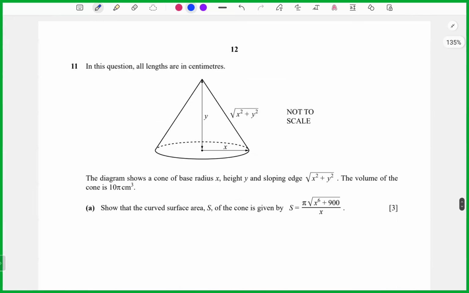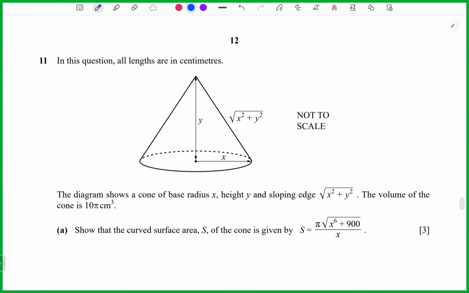Let's see question 11. Okay, this is a very special question because this is a cone. This is the first time we see a cone question in practical maximum and minimum problems. Let's see how to start.